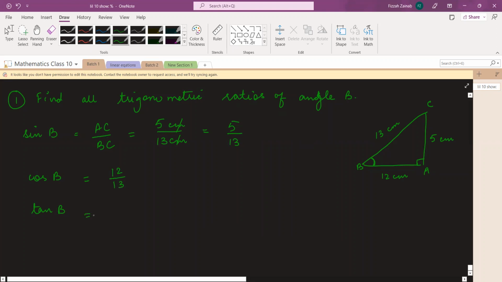Yes, ma'am. Okay. Tan B, 5 by 12. And then what is cosec? It's 13 by 5. Good. And what is sec? 13 by 12. Very good. And cot will be 12 by 5. Okay, next kind of question I give you.